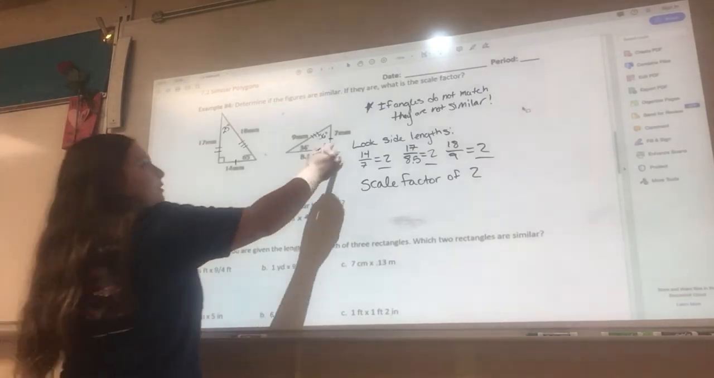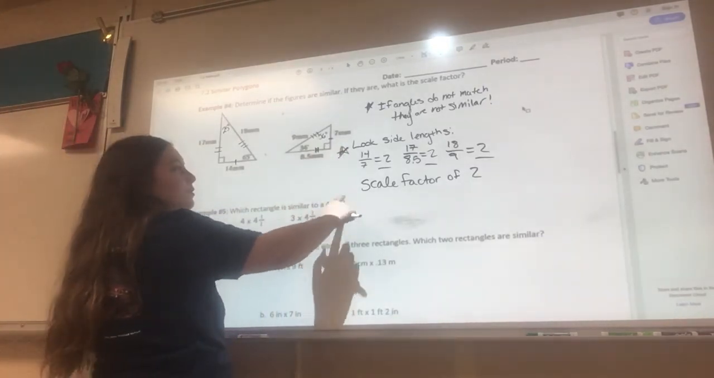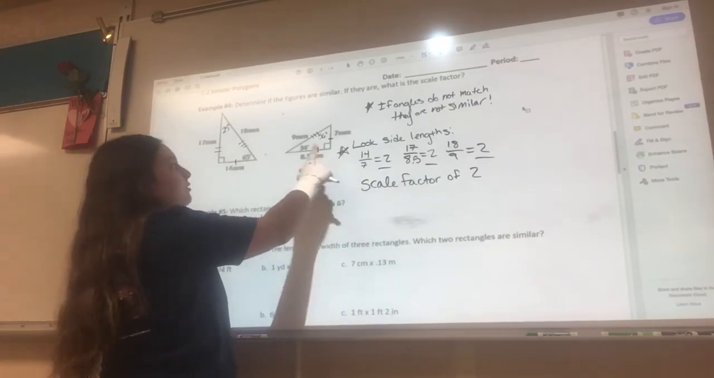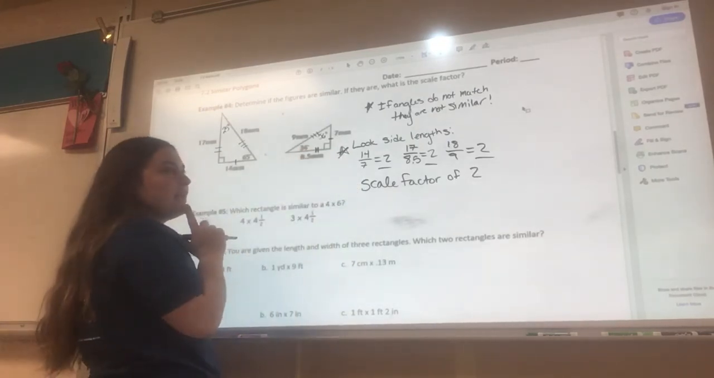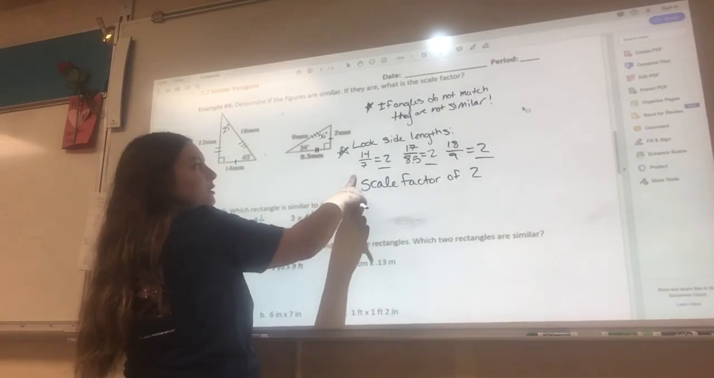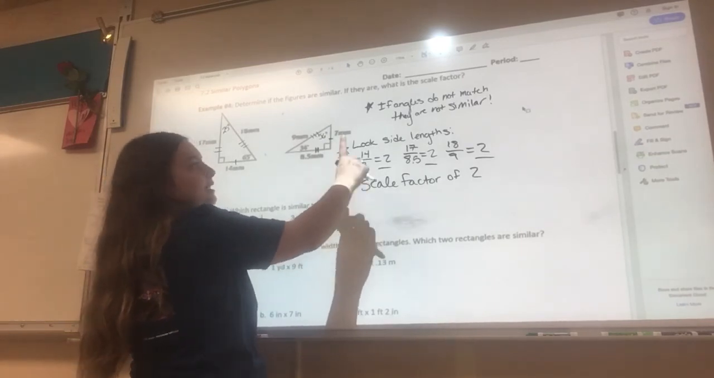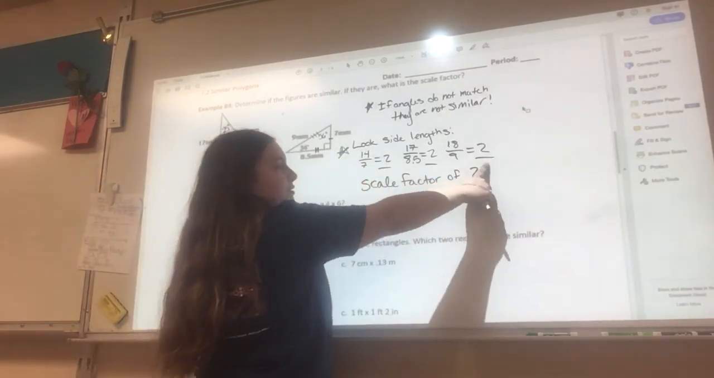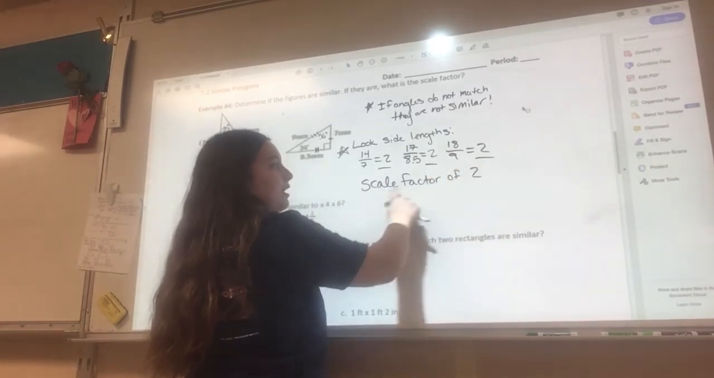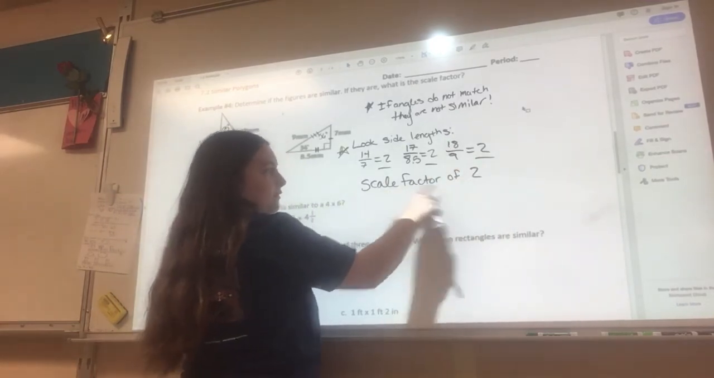But again, this is really good practice. You are pretty much doing this on your homework. I don't think there's really too many angles, but this is what you need to look at. You need to look at every side length, determine if their simplified ratio is the same to determine if there's a scale factor.